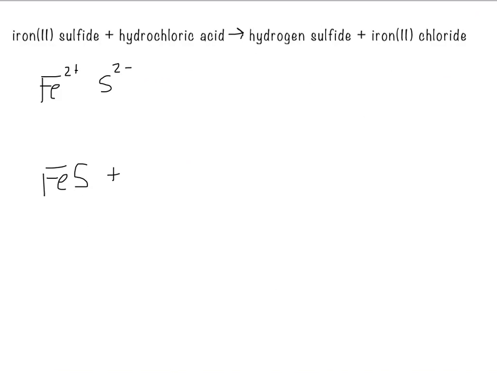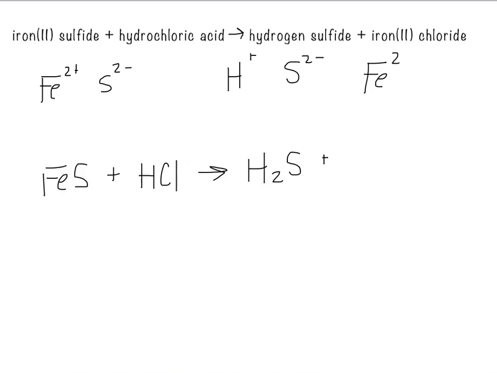Hydrochloric acid, you don't know how to name acids yet or write their formulas, so it's just HCl. Hydrogen sulfide, okay, so you know hydrogen is 1 plus. Sulfide is just sulfur, it's 2 minus. So if you cross them, the formula for hydrogen sulfide is going to be H2S. And then iron 2 chloride, once again you have iron with 2 plus, chlorine is 1 minus. So the formula for iron 2 chloride is FeCl2. So this is the correct formula equation.